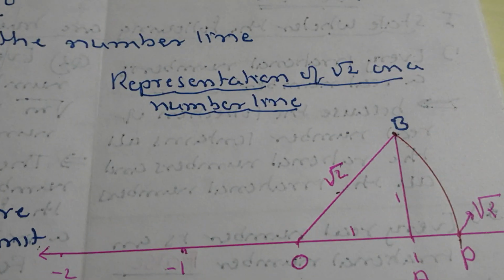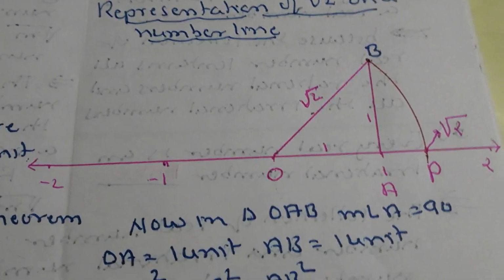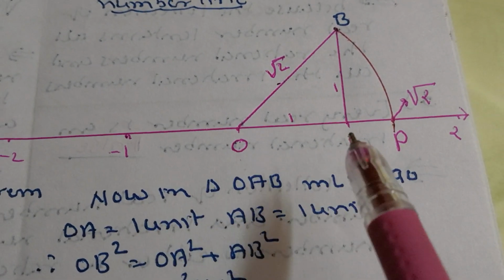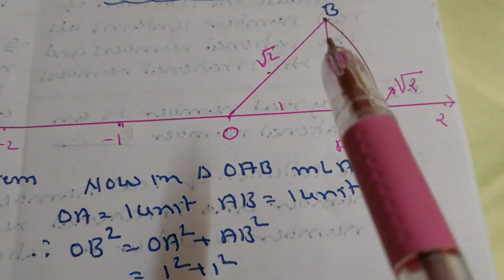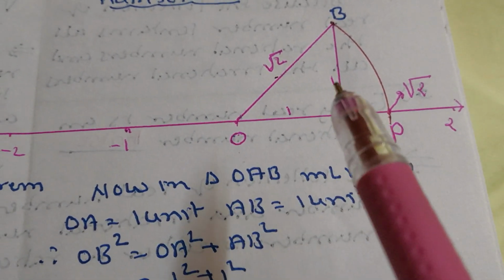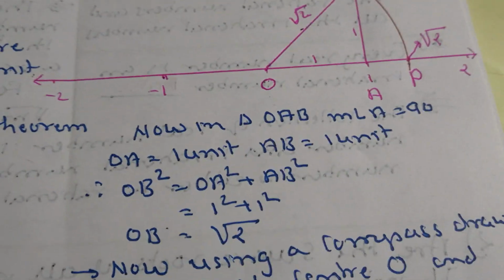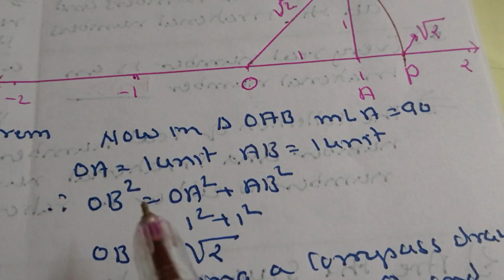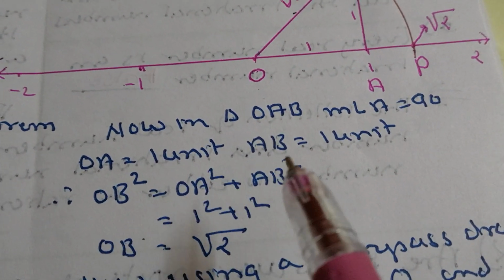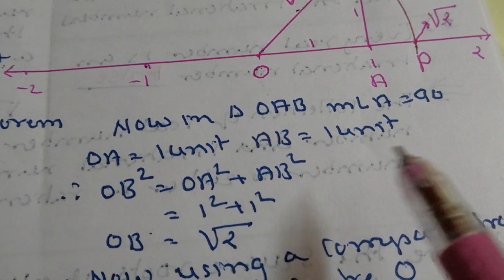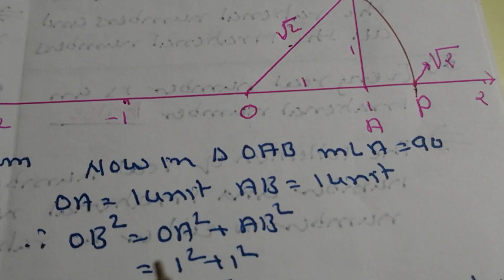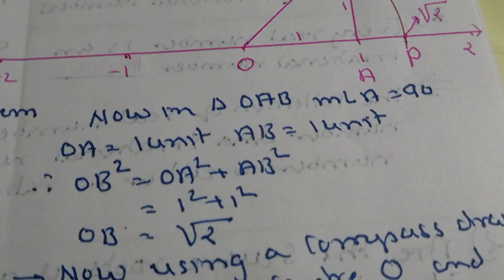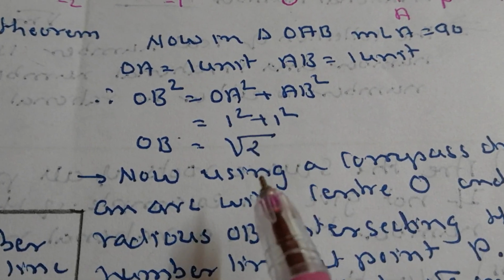Another method, representing root 2 on a number line. So dear friends, I have drawn a number line over here and I have taken OA is equal to 1 unit and AB perpendicular to OA, and that is also 1 unit. So now in triangle OAB, measure angle A is equal to 90 degree. OA is equal to 1 unit. AB is equal to 1 unit. So OB square, that is the hypotenuse, is OA square plus AB square is equal to 1 square plus 1 square. So OB is equal to root 2.